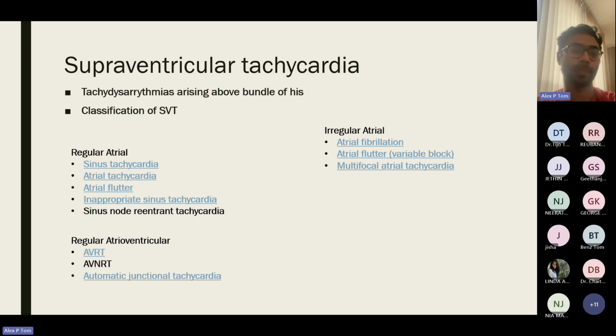So that's sinus tachycardia. And we saw what atrial tachycardia is. We will see atrial tachycardias in the next few slides, and then atrial flutter, and all the other things we will see in the coming slides. And then we will see AVRT and AVNRT and junctional tachycardias. We will also see atrial fibrillation, atrial flutter, and then multifocal atrial tachycardia. So this is a classification just for you to understand.